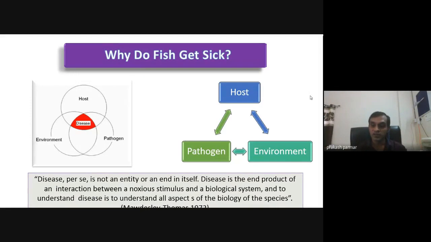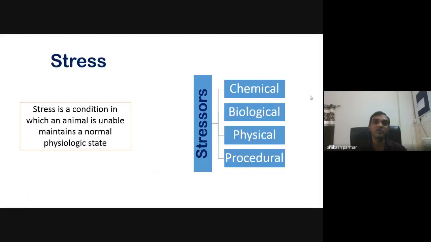And another important thing that causes disease is stress. That is the most important factor here. So what is stress? Stress is a condition in which an animal is unable to maintain a normal physiological state. In the stress condition, the animal is disturbed, the immune system is weakened, so there is a decrease of the immune system here.